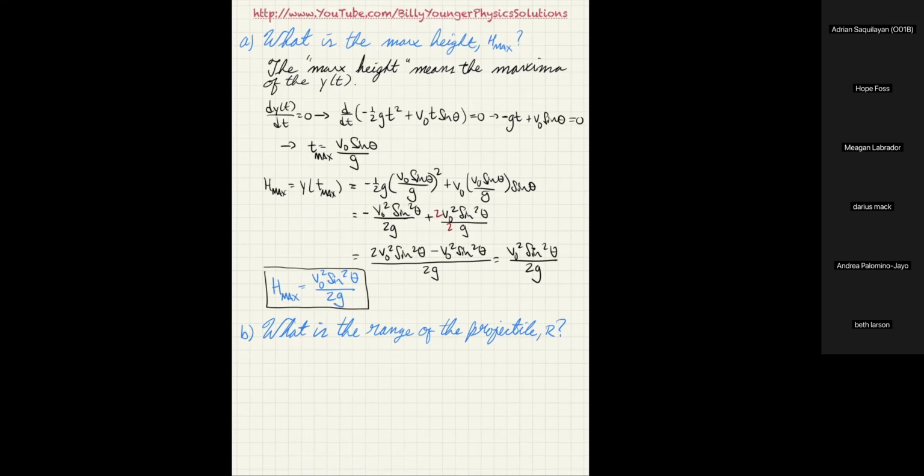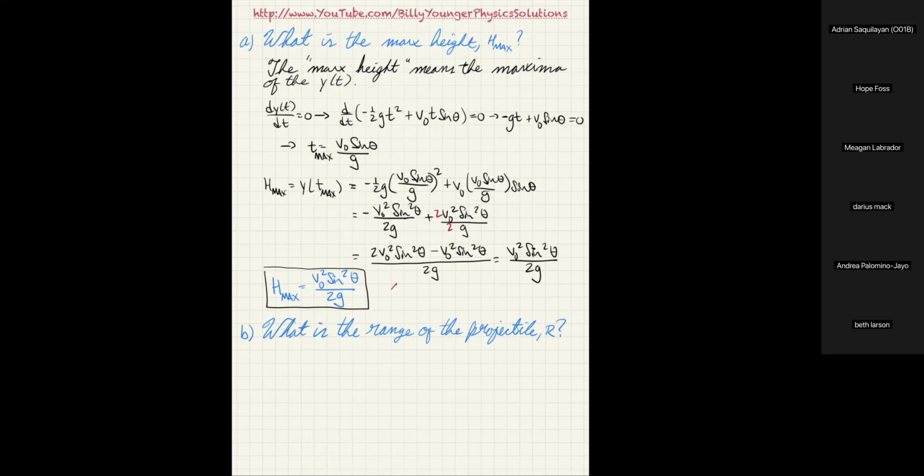So I could do that by setting v of t, which you got by taking dy dt. When you take dy dt, you get v sub y of t. You could take that v sub y of t, set that equal to zero, and that would tell you the time that it reaches the max height. That would give you t max. You then could plug that into y of t, and you'd get exactly the same answer, v0 squared sine squared theta over 2g. So hopefully that helps you.